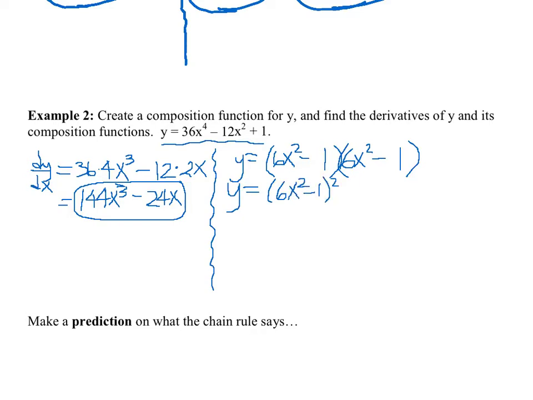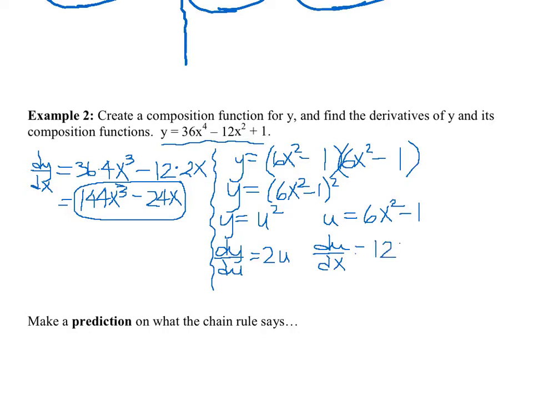So here's our composition that we're looking at. You can rewrite this as y equals u squared, where u is a function of x, and it's 6x squared minus 1. So again, all I'm doing is rewriting this as a composite function. If you take the derivative of y with respect to u, you're going to get 2u. If you take the derivative of u with respect to x, you're going to get 12x.